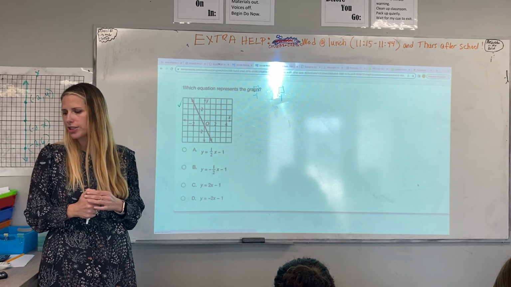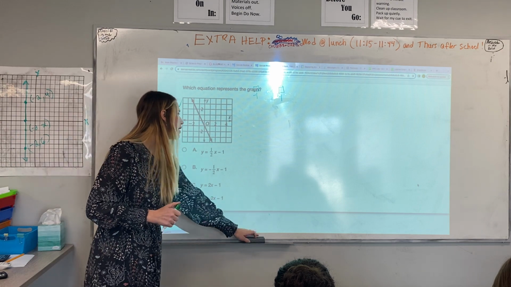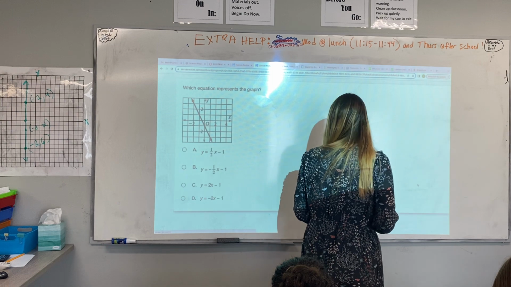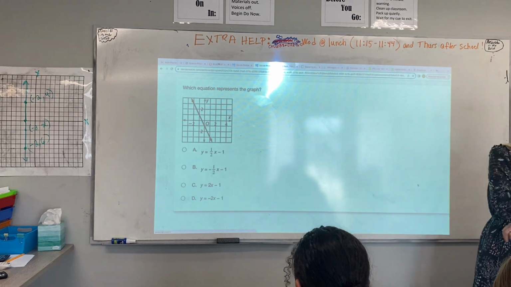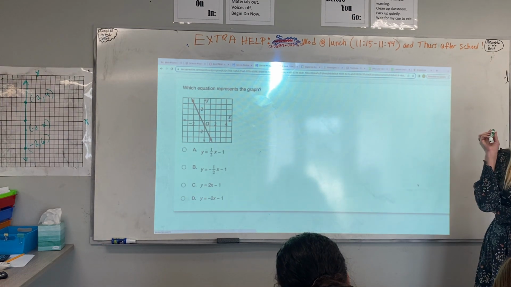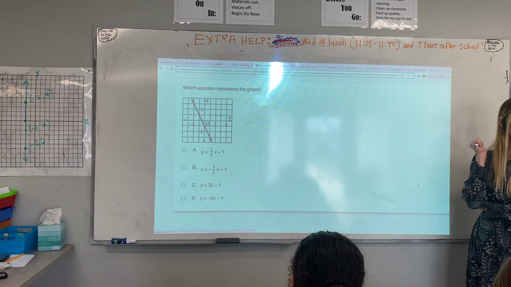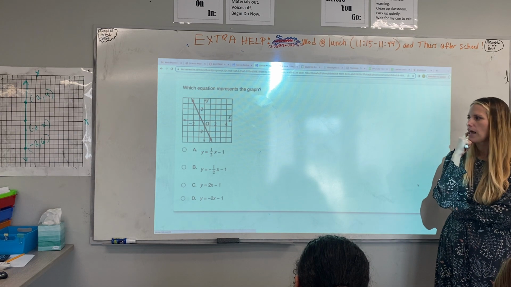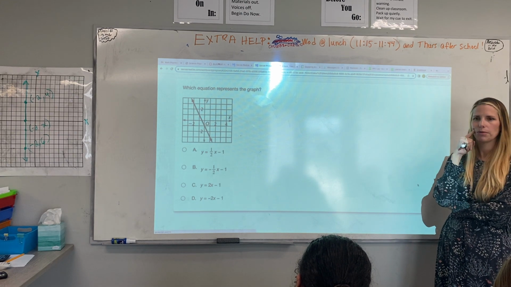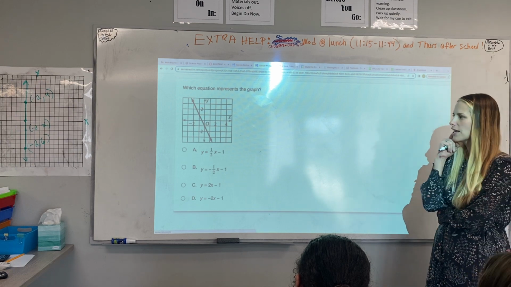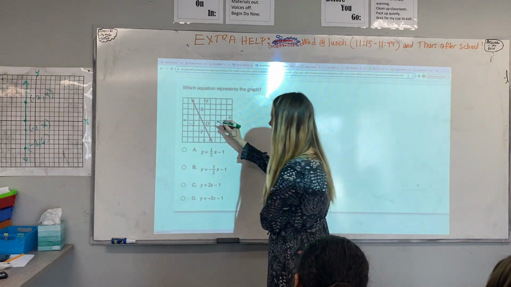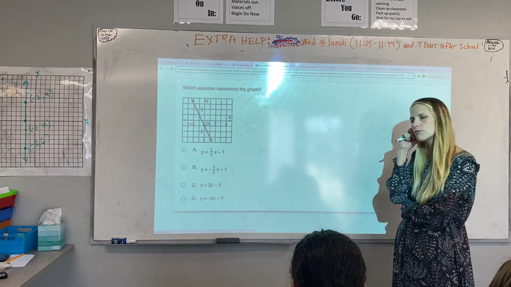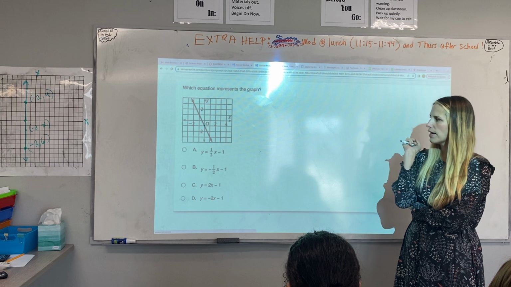Okay, so which equation represents this graph? What do you notice about those four answer choices that are all the same? They all have a y-intercept of -1. That is correct. So that's really not going to be the one that determines which answer is correct, right? So what do we have to determine in order to choose the correct answer? The slope. Yeah. And how do we find the slope?